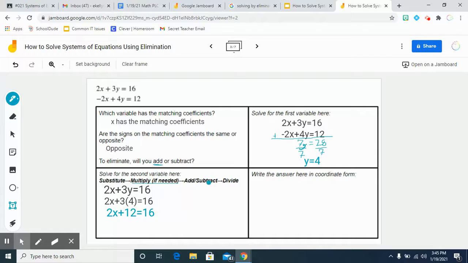Then next we have add or subtract. We want to get our constants onto the same side. So in this situation, I'll color code this one green for adding or subtracting. When we do that addition or subtraction, we're going to do 16 minus 12. That leaves us with 2x equals 4.